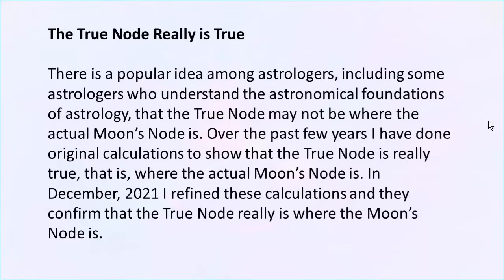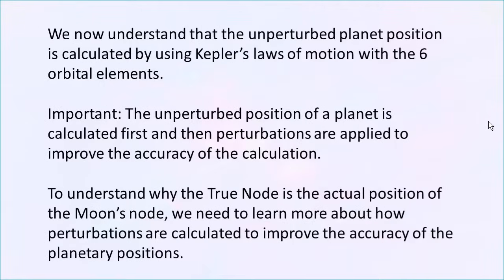Well, over the past few years, I've done some new and original calculations that show that the true node is where the actual node is. That was not obvious until we did the additional analysis. Now it's clear, at least to me, and I'll explain my logic, that the true node is where the node actually is. Just like when you look at the position of Mercury, Venus, or Mars in an ephemeris, that's where they actually are. And the true node is where the moon's node is. I'll take you through this whole thing and you will then be able to understand all this.